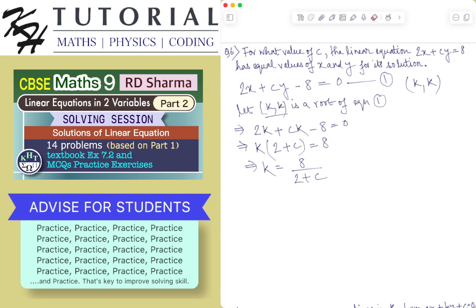Now instead of finding k, let's see what we are getting as c. So this implies ck is equal to 8 minus 2k. So this implies c is equal to 8 minus 2k by k, where k we have assumed to be some real number. Now, what can the value of c be?